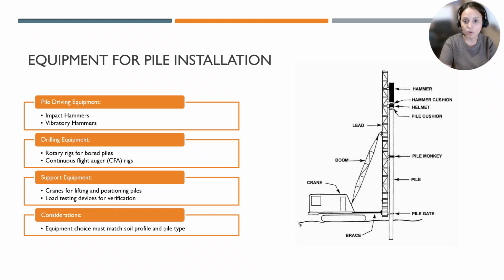The helmet fits over the pile head to distribute the hammer's force evenly. Midway down, the pile monkey helps hold the pile steady during driving. At the bottom, the pile gate and brace ensure the pile remains in position as it penetrates the ground. This system shows how multiple components must work together to ensure piles are installed safely, efficiently, and accurately, and why proper equipment selection and setup is just as important as pile design itself.